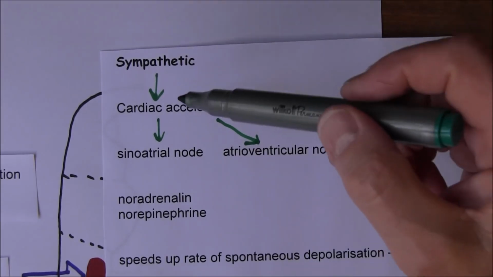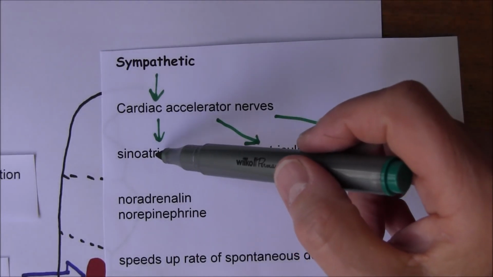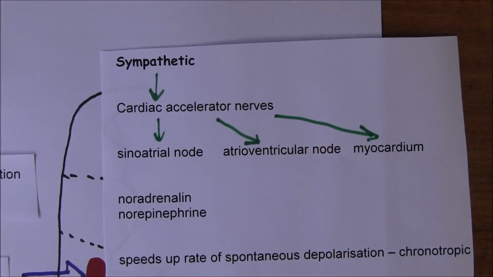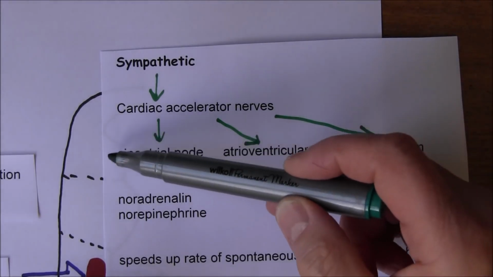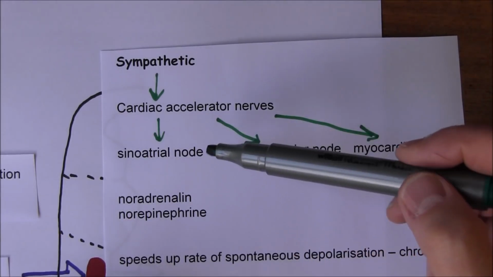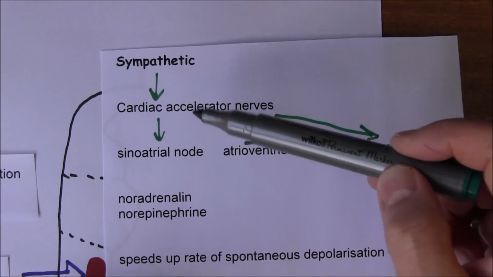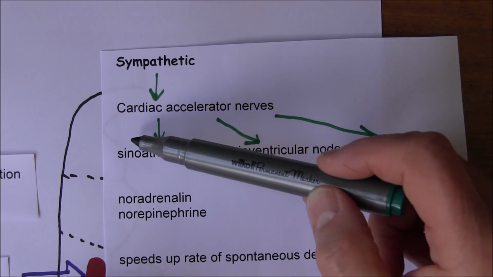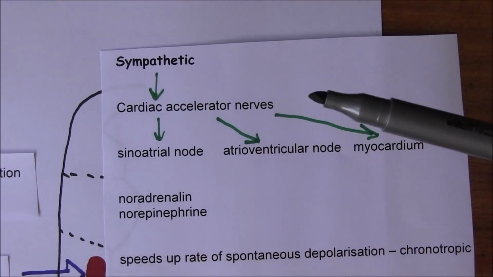They're going to influence all of these tissues. So when the cardiac accelerator nerves stimulate the sinoatrial node, that's going to increase the rate of depolarization of the sinoatrial node. So remember, the sinoatrial node will carry on depolarizing itself quite happily. And actually the intrinsic rate of this is 90 to 100 beats per minute. But cardiac accelerator nerves can make it depolarize more quickly than that, increasing the heart rate.